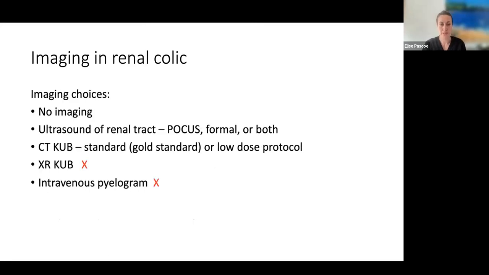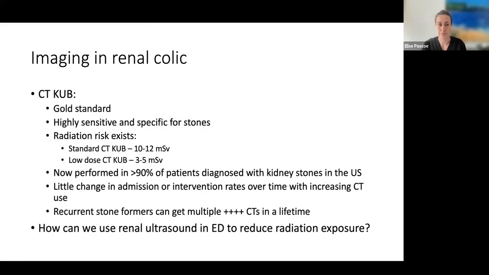So imaging choices: no imaging, ultrasound of the renal tract, either POCUS, formal, or both. CT-KUB. Previously X-ray KUB or intravenous pyelogram were part of the workup. These are really no longer happening anymore. There's no good reason to do either of those.